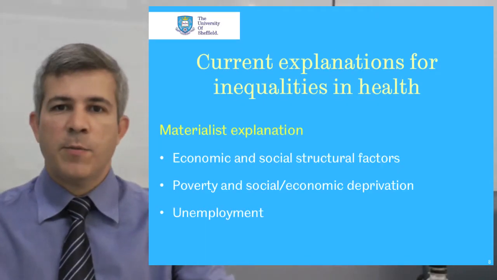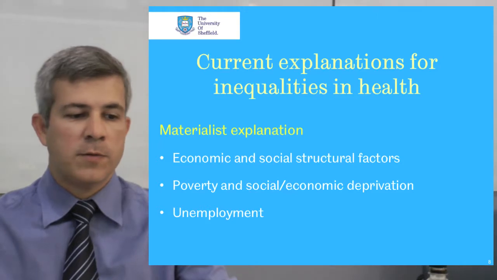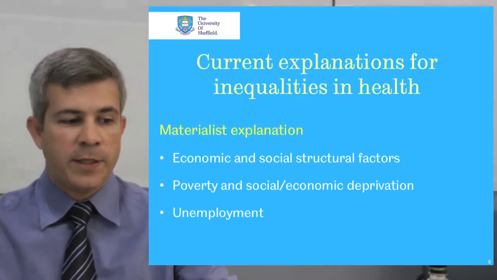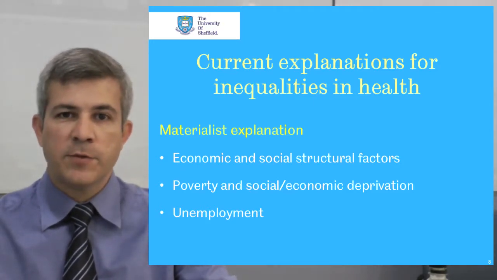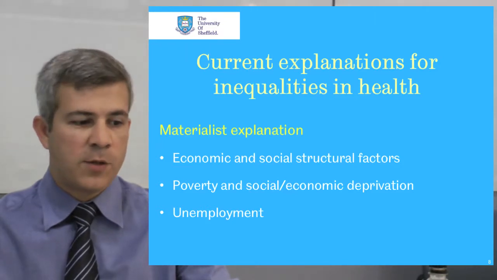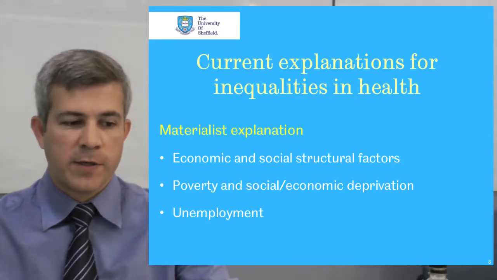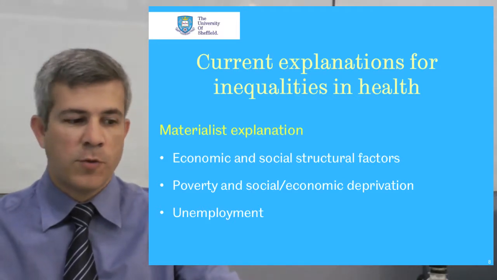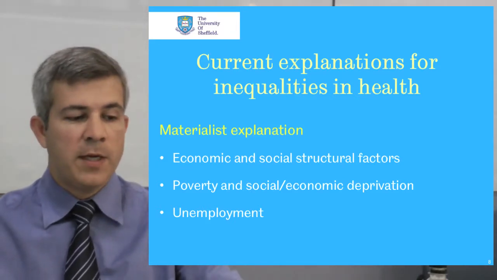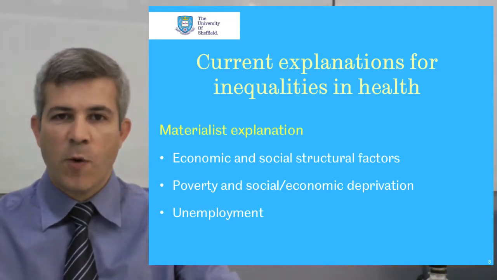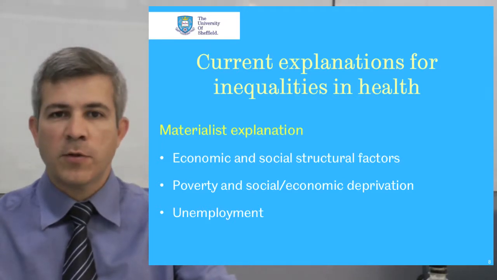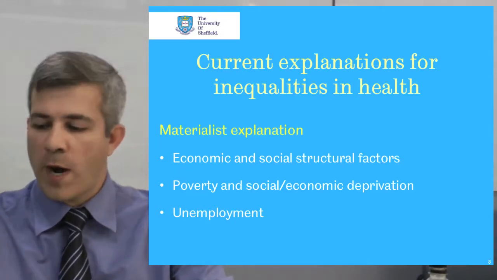The first and maybe the most straightforward and deducible explanation for health inequalities is the materialist explanation. Materialist explanation occurs as a result of material deprivation. It argues that economic and social structural factors, usually referred to in this context as poverty and social or economic deprivation, are responsible for health inequalities. Recently, great emphasis has been placed on the role of unemployment on health inequalities.